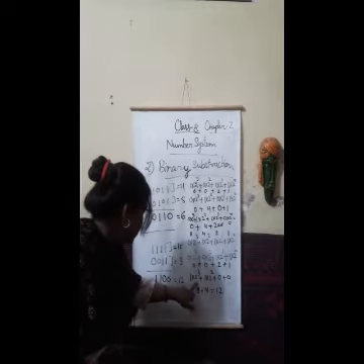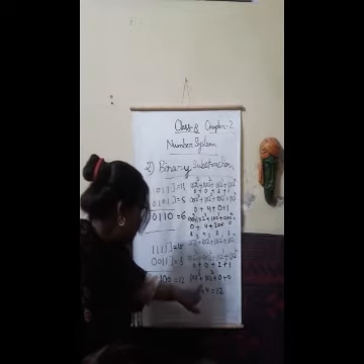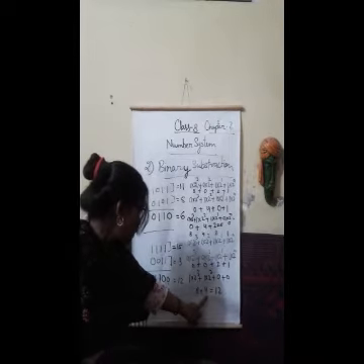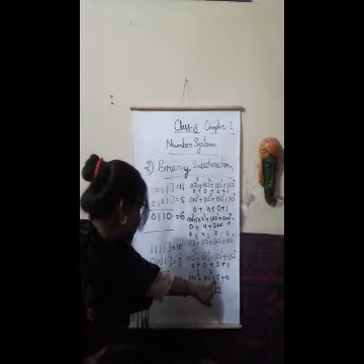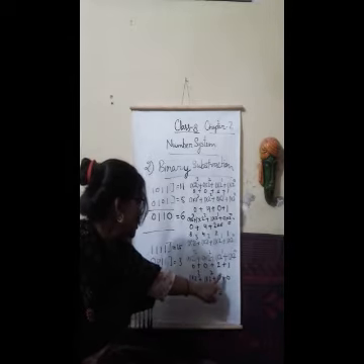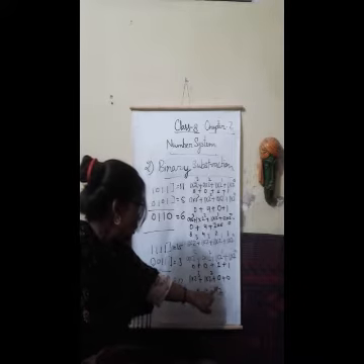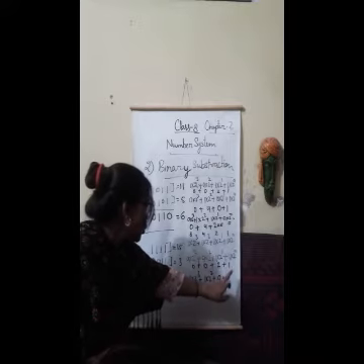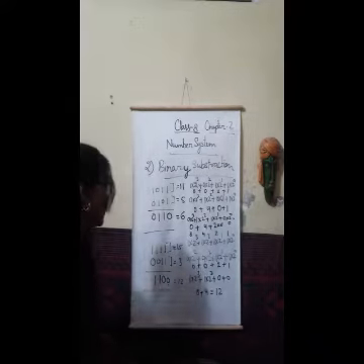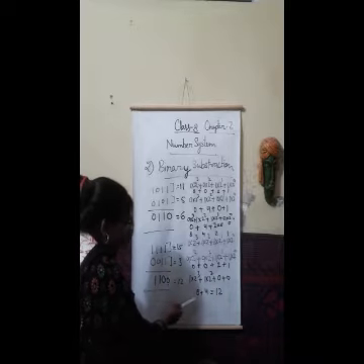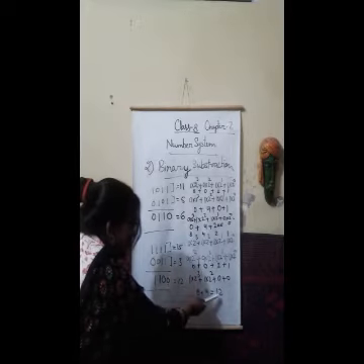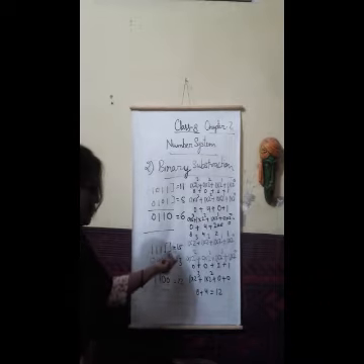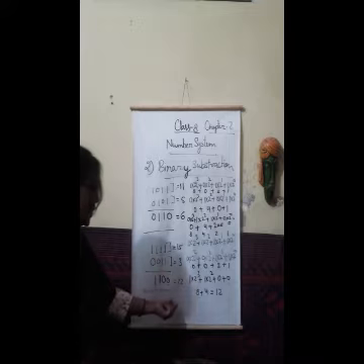1 into 2 raised to the power 3, 8, plus 1 into 2 raised to the power 2, 4, plus 0 into 2 raised to the power 1, so 2 into 0 will be 0, plus 0 into 2 raised to the power 0 will be 0. So here it will be 8 plus 4, which is 12. Doing 15 minus 3, you get the answer 12.